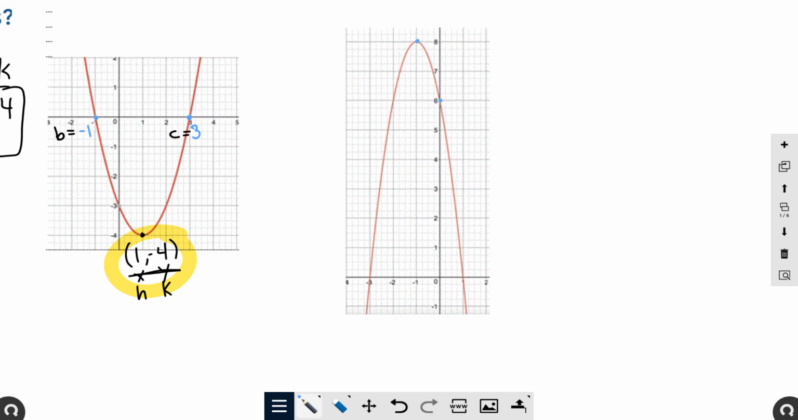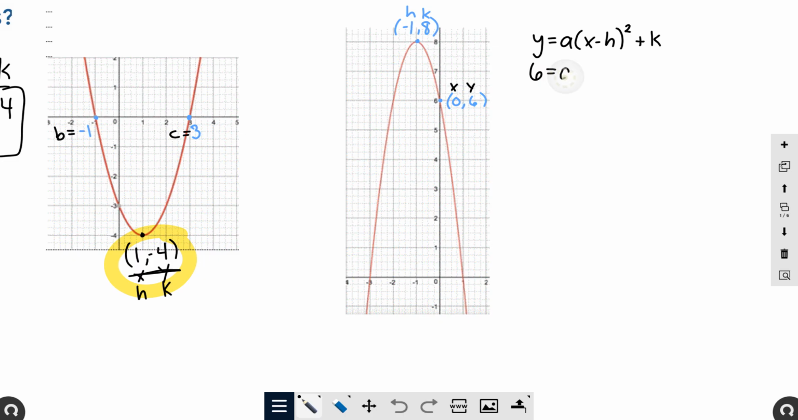Good. What are the coordinates of my vertex? -1, 8, which would go in for our HK. And what are the coordinates of my y-intercept? 0, 6. Good. Remember, if it's the y-intercept, we have the y value. So the x value would be 0. All right, so since I'm starting with my vertex, I'm going to use my vertex form. And I'm going to plug in those numbers for h and k, and I'm going to use my y-intercept as my x and y.